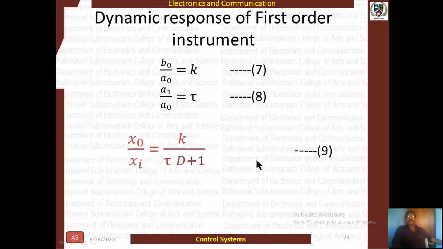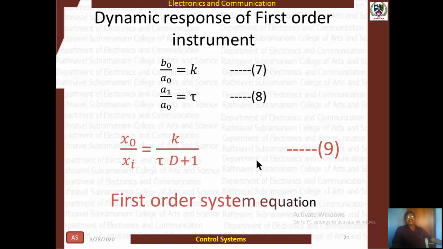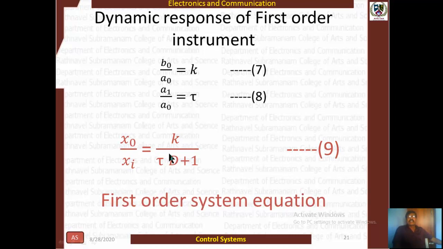This equation is known as the first order system equation. K is the static sensitivity and tau is the time constant. The order of D is 1. That's why this is called a first order instrument.